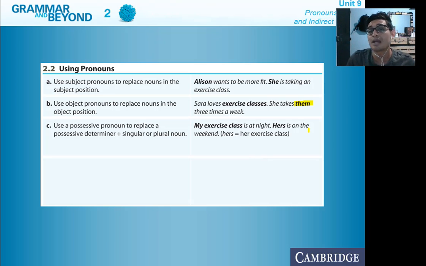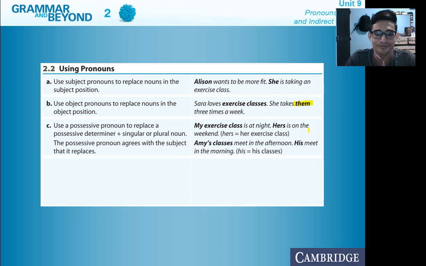What about if I want to talk about her exercise class? Instead of saying her exercise class, which is a possessive determiner plus a singular noun, we will say hers is on the weekend. Hers stands for her exercise class. The possessive pronoun agrees with the subject that it replaces. Remember that there are different nouns, and for these nouns, there are different possessive pronouns. We just studied them, okay?